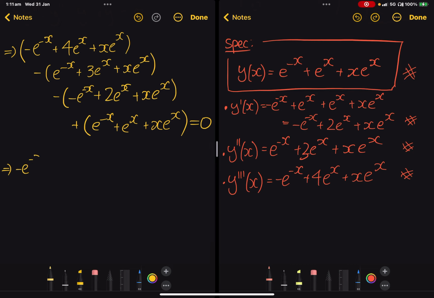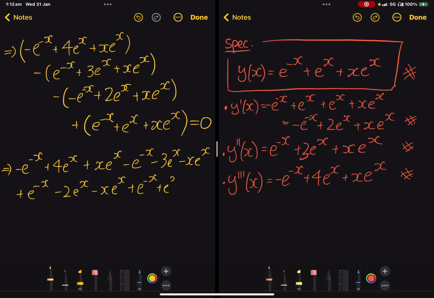We have minus e to the minus x plus 4e to the x plus x e to the x, minus e to the minus x minus 3e to the x minus x e to the x, plus e to the minus x minus 2e to the x minus x e to the x, plus e to the minus x plus e to the x plus x times e to the x is all equal to 0. We just need to find things and cancel them. We have a plus x e to the x and a minus x e to the x. We have another plus x e to the x and another minus x e to the x. So that's good, four terms gone already.